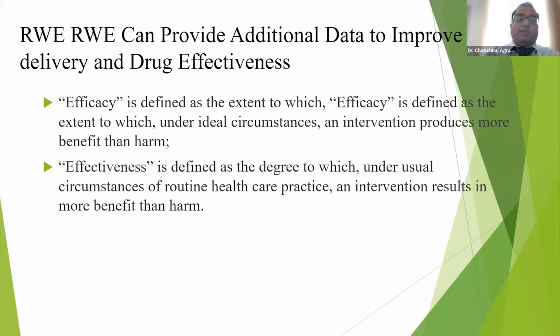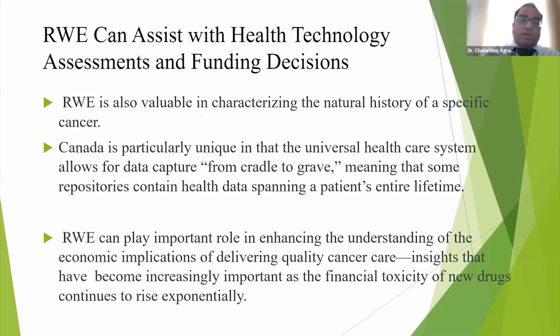So real world evidence can provide additional data to improve drug delivery and drug effectiveness, because we all know efficacy and effectiveness are two different terms. Efficacy is the extent to which, under ideal circumstances, an intervention can produce more benefit than harm, while effectiveness is the degree to which, under usual circumstances of routine healthcare practice, an intervention can result in more benefit than harm. So this is where real world evidence can provide additional data as compared to randomized control trials.